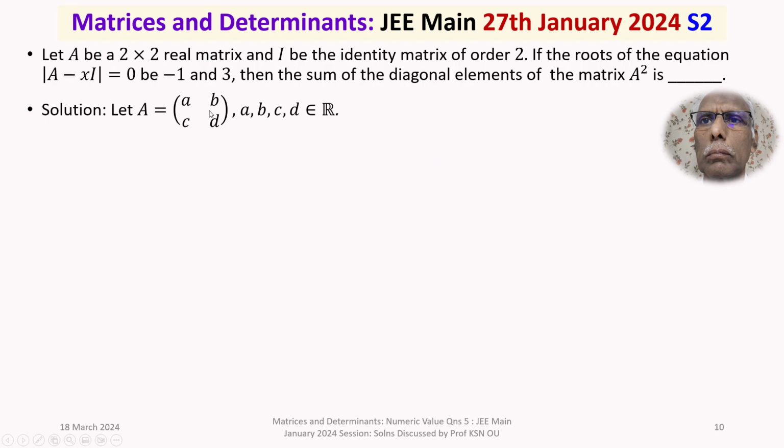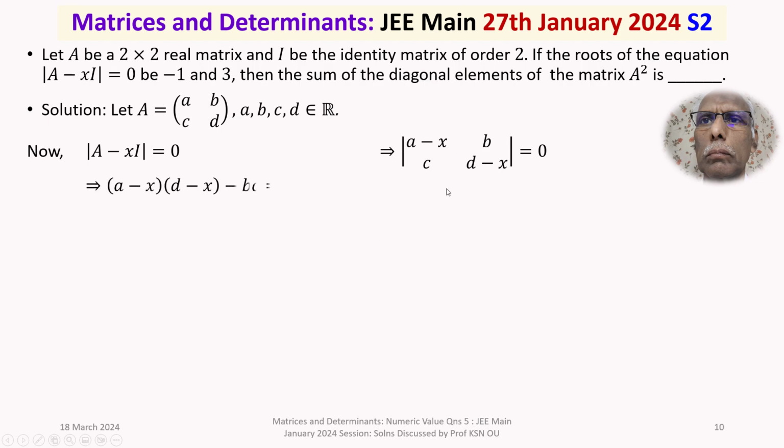So we are given a 2 by 2 matrix A, B, C, D, where A, B, C, D are real numbers, and determinant of A minus xI is equal to 0. From the matrix A, B, C, D, subtract x from the diagonal entries. That is A minus x, D minus x, determinant is equal to 0. Expand it: A minus x into D minus x, minus BC is equal to 0. Now multiply, and this will be x square minus A plus D into x plus AD minus BC. If you observe this, A plus D is the trace of the matrix A, and AD minus BC is the determinant of A.